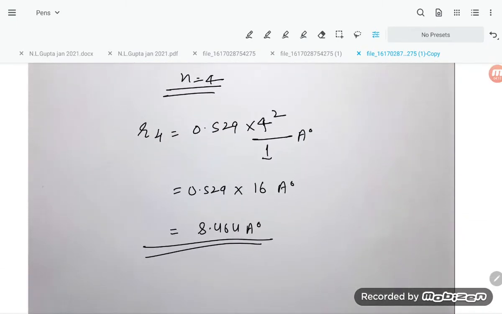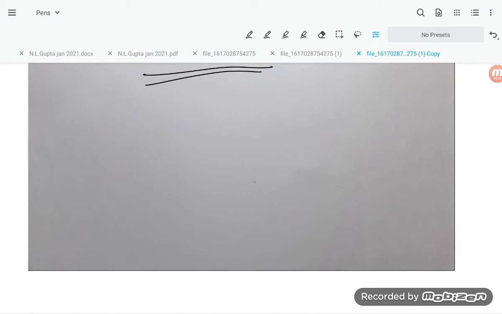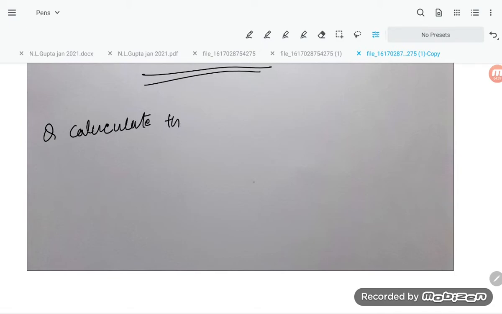Let us have a look at one more problem, student. What is the problem for this one? Let me write it down. Calculate the radius ratio of the third and fifth orbit of helium. The question is to calculate the radius ratio of the third and fifth orbit.